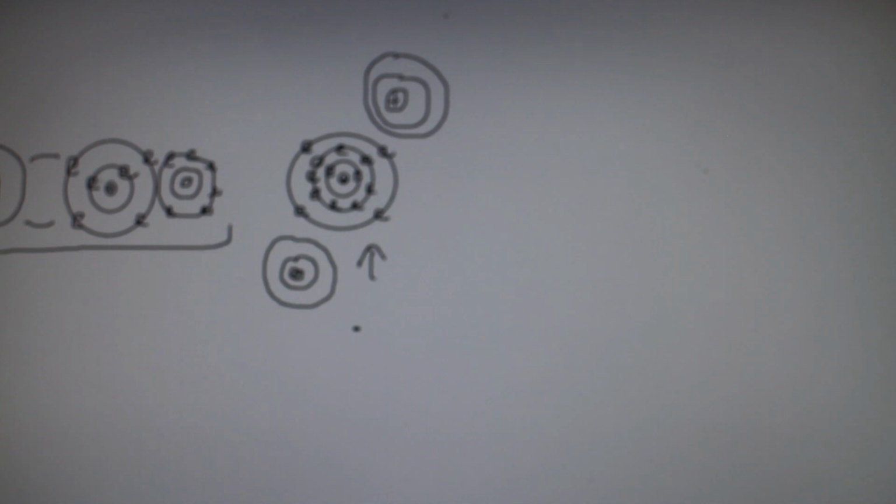So that is what we call the catenation property, which enables carbon to form long chains of carbon compounds, either with the help of a single covalent bond, double covalent bond, or triple covalent bond. Right? So this is what the catenation property of carbon is.